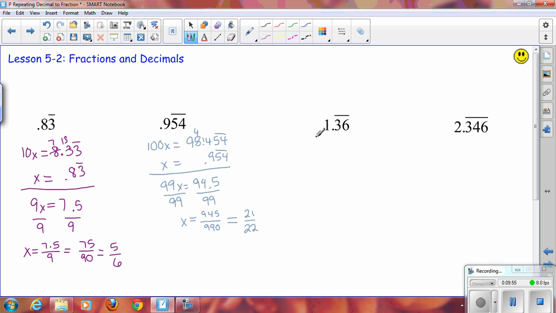Okay, our last type that we're going to do is when you have a whole number and a repeating fraction. What I would suggest to you is you remember that that's 1 and 36 hundredths repeating. So we're going to put our 1 down here. We're going to add that on later. So we're going to just deal with the 0.36 repeating. So that's 100x equals 36.36 repeating.